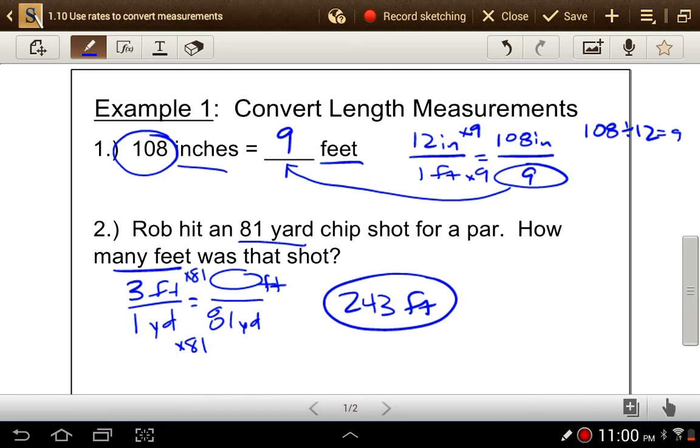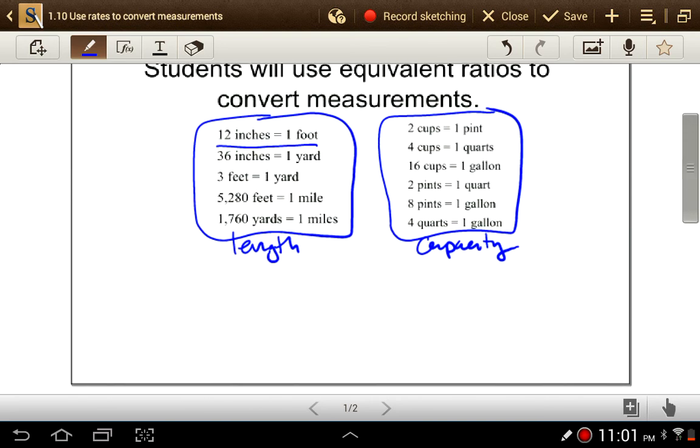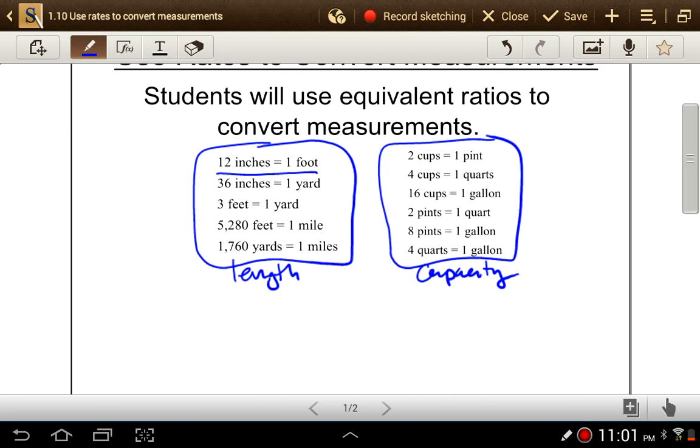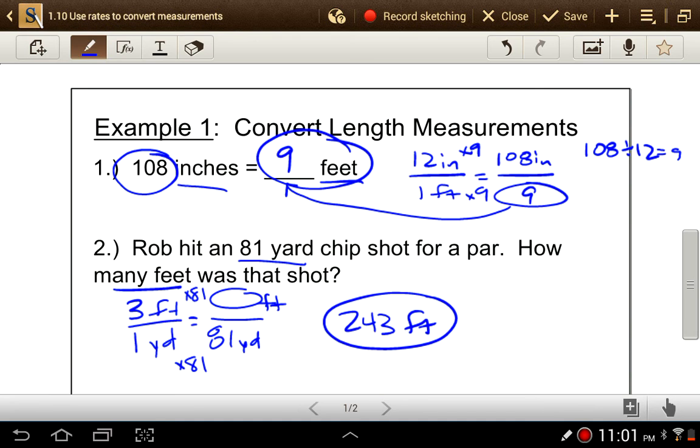Okay? So I'm going to set up, the first ratio is going to be my conversion, and those conversions come from these lists. My second ratio is going to be the number from the problem, and then using that multiplier to figure out how I get from one part to the other part. Alright, let's go on to example 2.